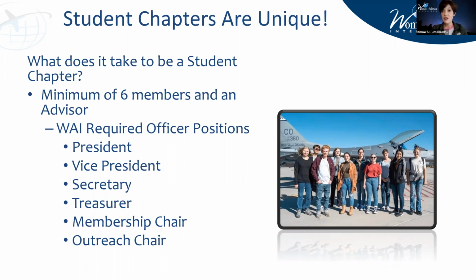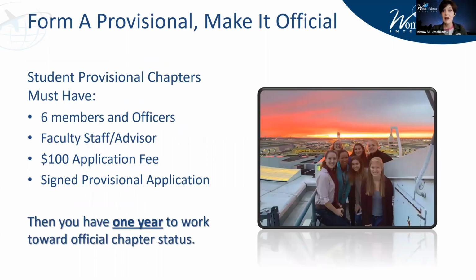We need to then form a provisional, and then from our provisional, we start to make it official. The student provisional chapters must have our 6 members and officers, the faculty and staff advisor, a $100 application fee, and a signed provisional application. All of that information then gets turned in over to me. I check all of the information, and the student provisional has 1 year to work toward official chapter status.